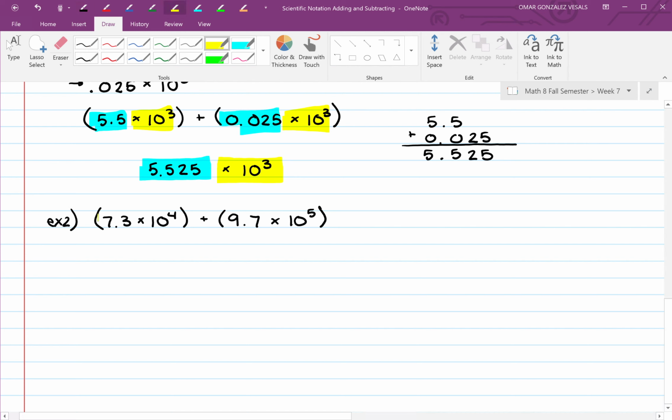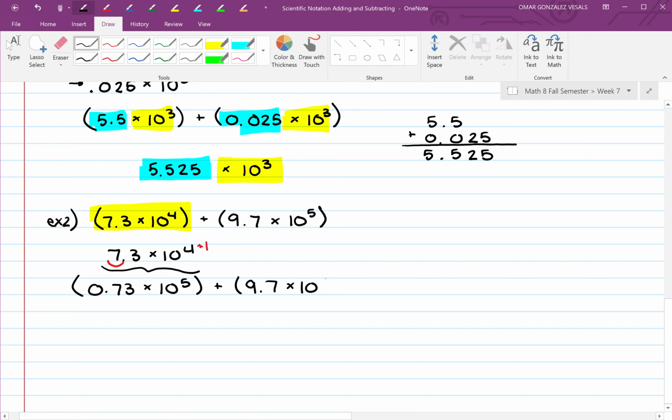So let's do that right now. So all my work is going to come from here. So I have 7.3 times 10 to the 4th. But I'm going to move my decimal over once. By moving the decimal over once, it's like I'm adding 1 to my exponent. Okay? So now, this becomes 0.73 times 10 to the 5th power plus 9.7 times 10 to the 5th power. And I'll leave it there, and I'm curious to what your answer is going to be.